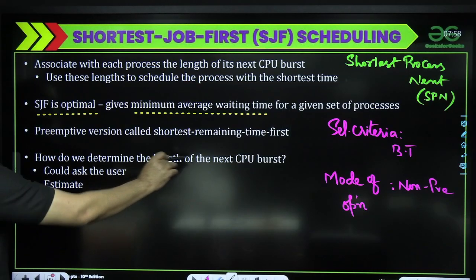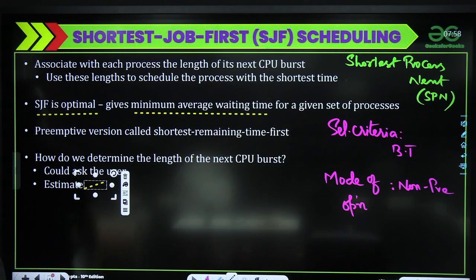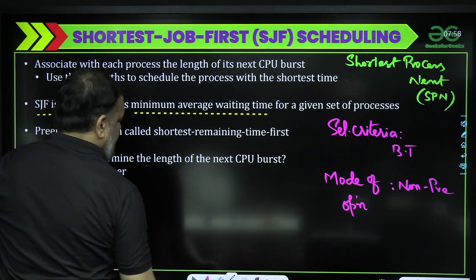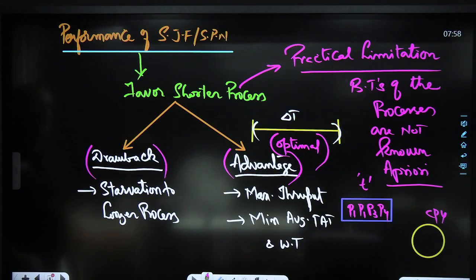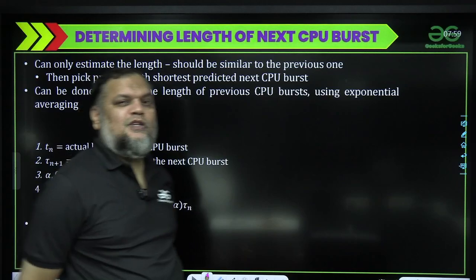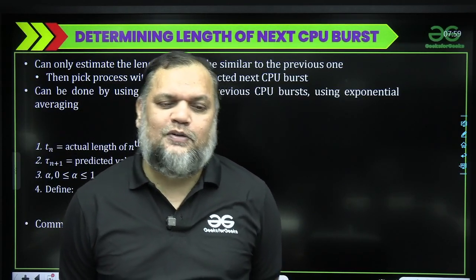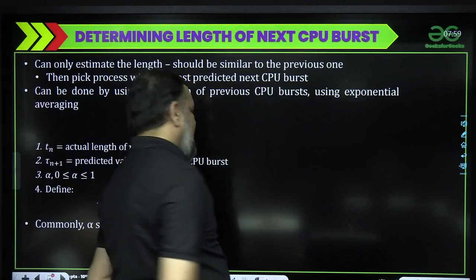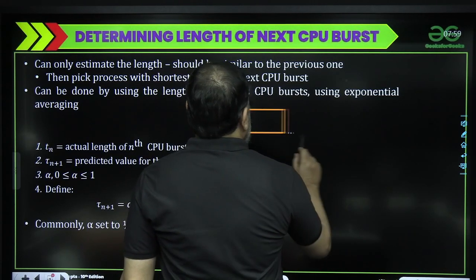So how do we determine the length of the next CPU burst? We are going to estimate the next CPU burst. So how do we estimate? Here is the answer for estimation: determining the length of the next CPU burst. So I would like to, boys and girls, first explain what the idea of the next CPU burst is by means of a simple diagram, so that you can understand well what the meaning of the next CPU burst is. Please have a close look at this.